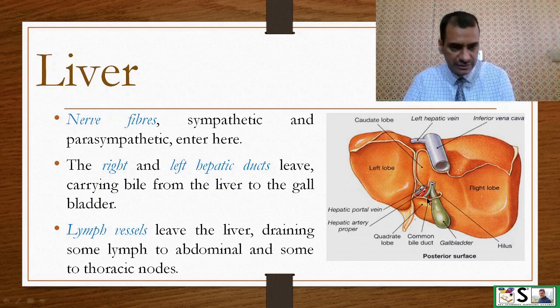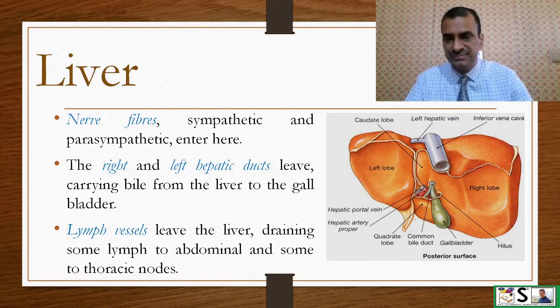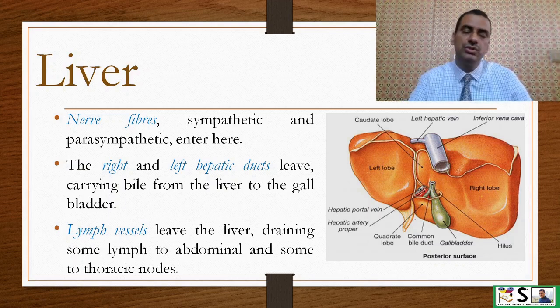Here you can see this is the hepatic fissure where all these nerves and vessels enter and leave the liver. The right and left hepatic ducts also leave, carrying bile from the liver towards the gallbladder. Lymph vessels leave the liver, draining some lymph to the abdominal and some to the thoracic nodes.